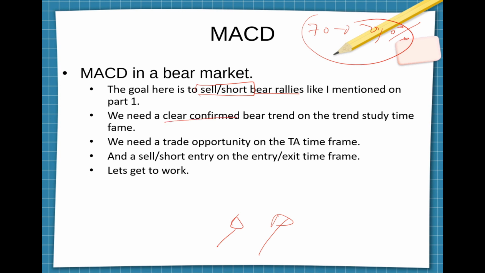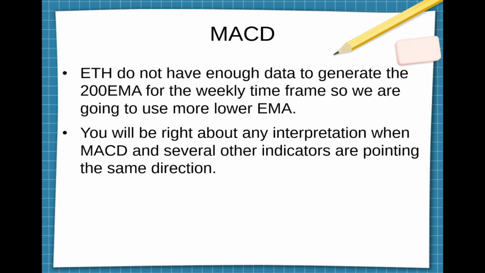Clear confirmed bear trend on the trend-setting time frame, and then we need a trade opportunity on the time frame, generally daily, and then we're going to sell short, with entry or exit on a time frame which is usually the 4-hour or the 1 hour, and then let's go to work. Now Ethereum does not have enough data to generate the 200 moving average, maybe, for the weekly time frame, so we are going to use a lower EMA.